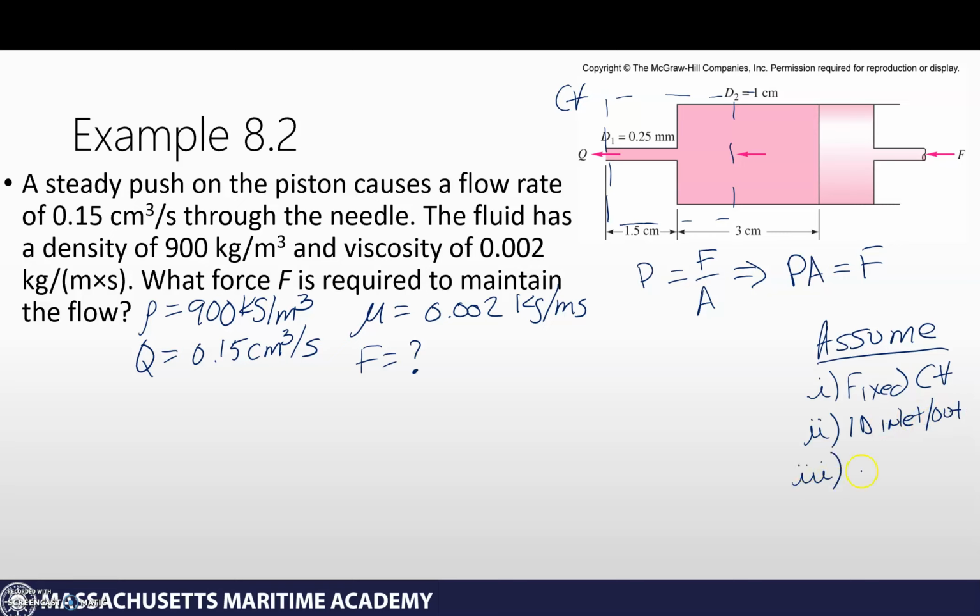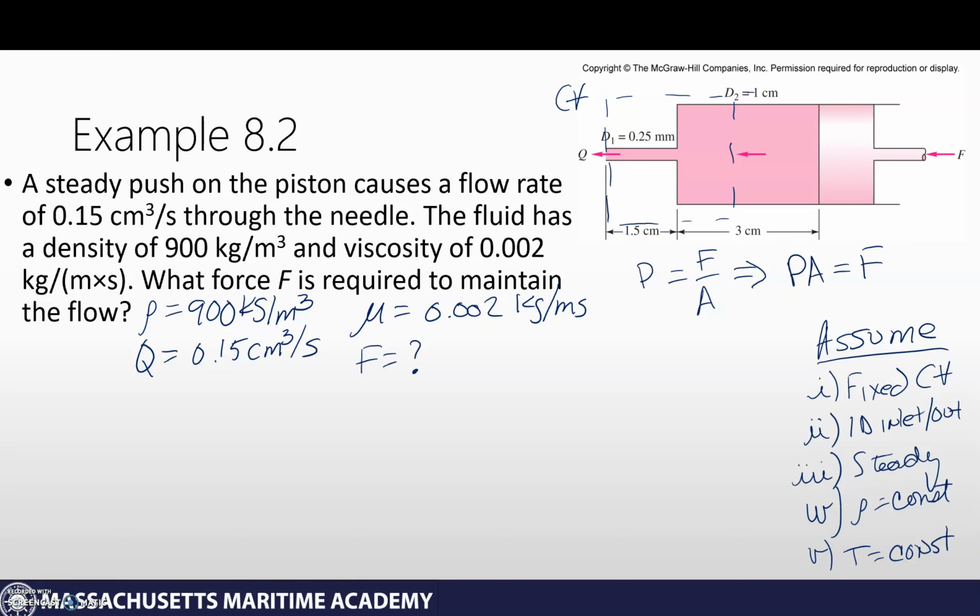So the third thing is it's a steady flow. Even in the problem, it tells us that it's required to maintain the flow, so we're staying steady, we're not changing with time. Our fourth one is we're going to assume a constant density, an incompressible fluid. I'm going to assume that because I have some liquid. And I am going to assume that temperature is constant. There's nothing in here that says that it's not, and I want to be able to apply the energy equation.